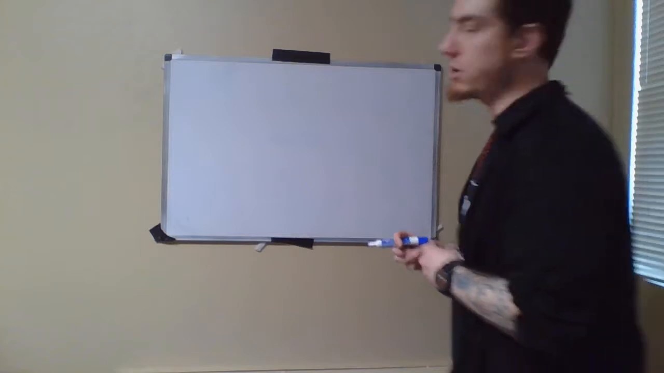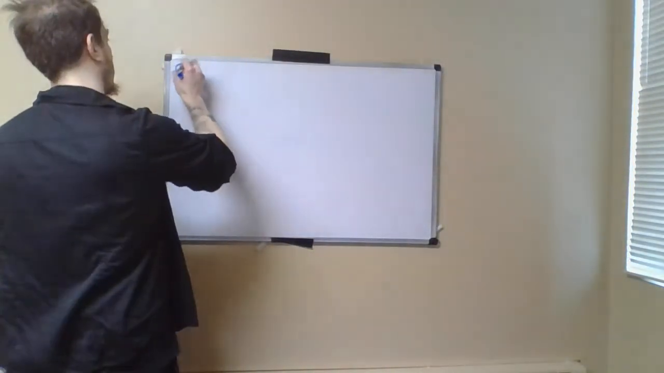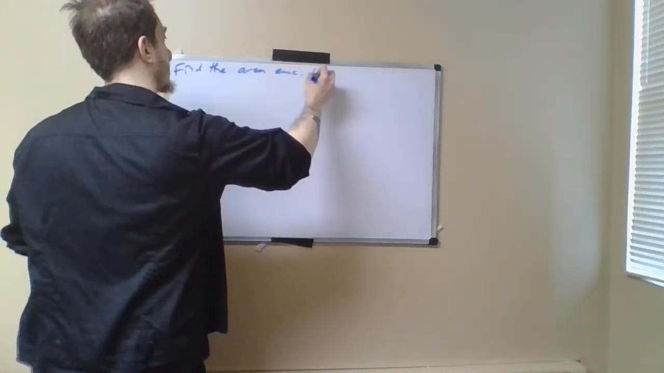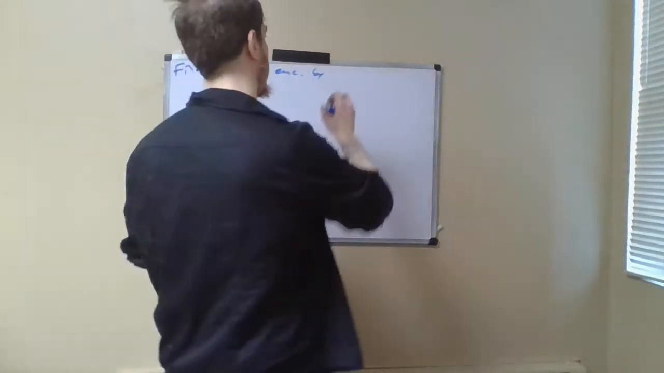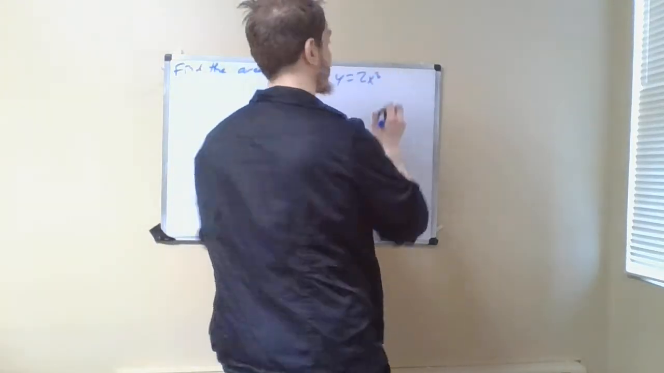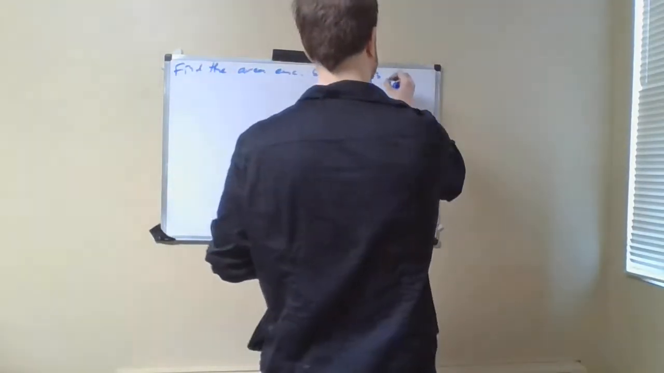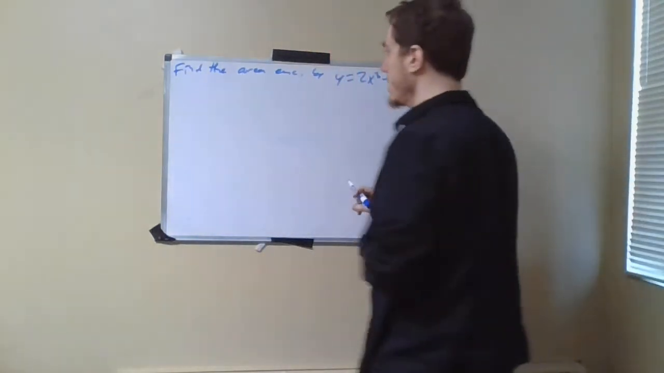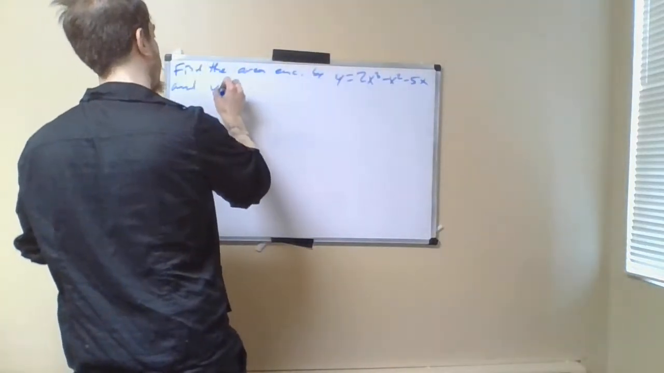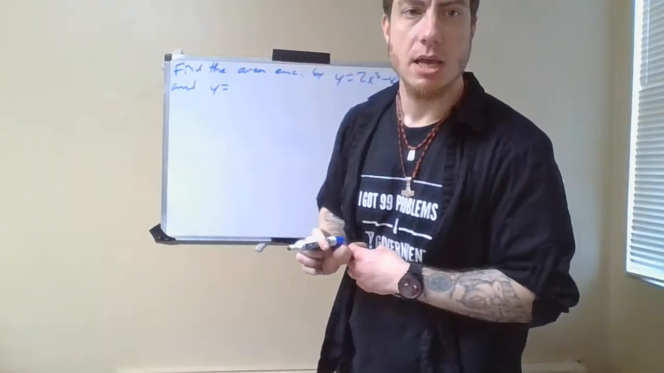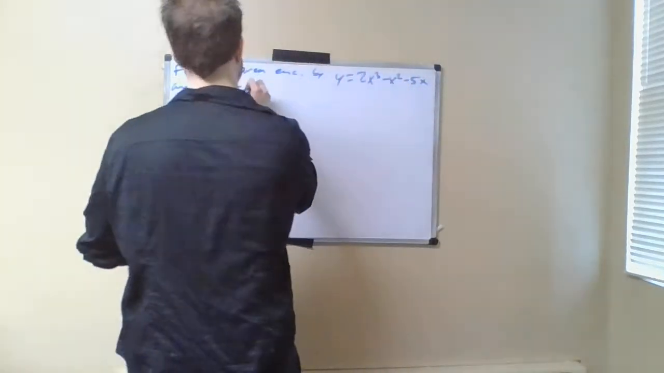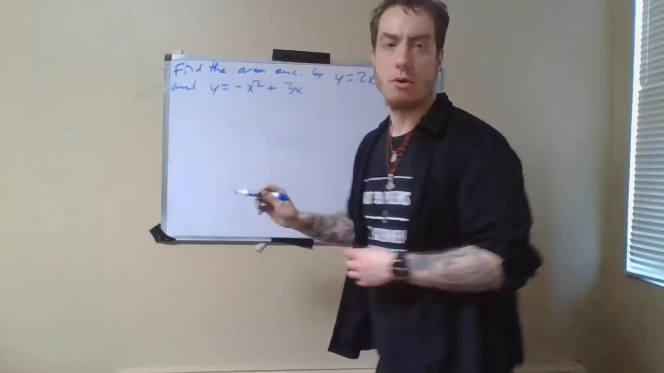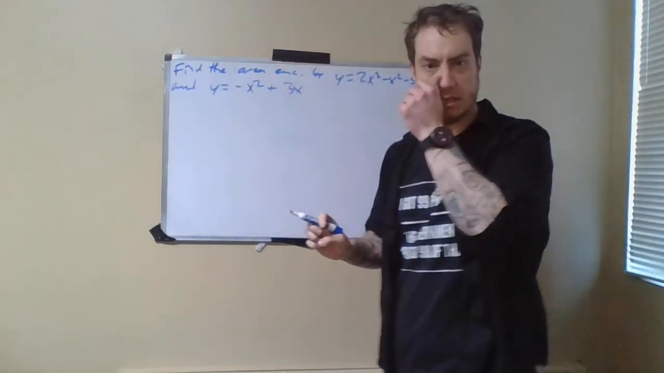So let's suppose that we want to find the area enclosed by the curves y equals 2x cubed minus x squared minus 5x. Wait, did I say minus? Yes, minus. And y is equal to negative x squared plus 3x.